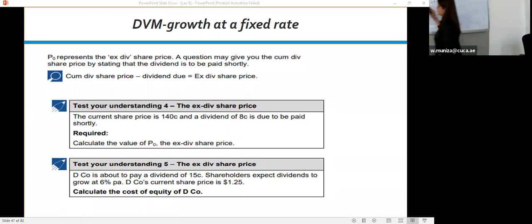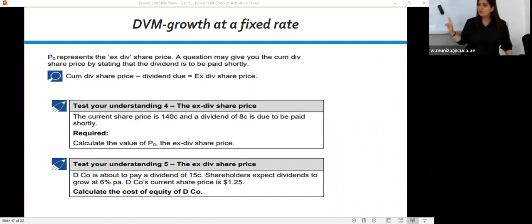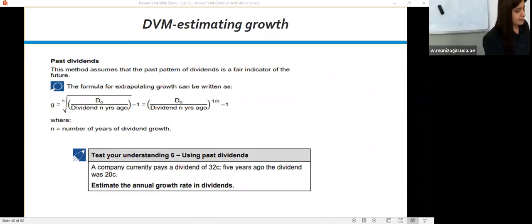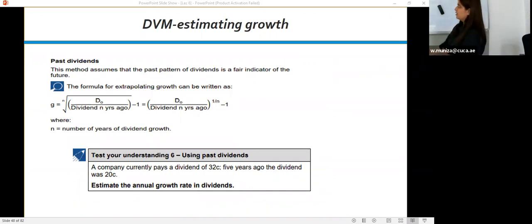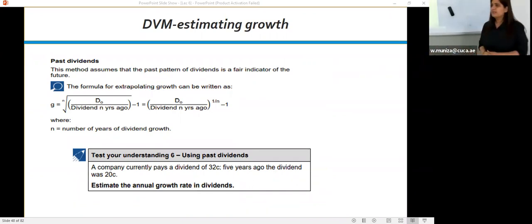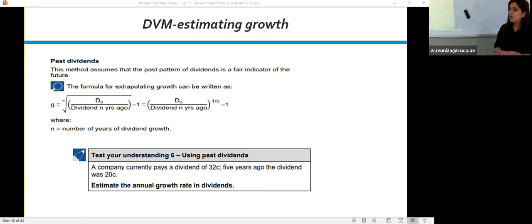So you need to consider that PO is the ex dividend share price, that is excluding the amount of dividend. Look, one by one, we are learning how we are going to calculate the cost of equity. So the first case is the dividend valuation model. Now, sometimes in the exam, the growth rate will not be given to you. So the growth rate can also be calculated by using this formula, which is in front of you. I suggest you use this one.